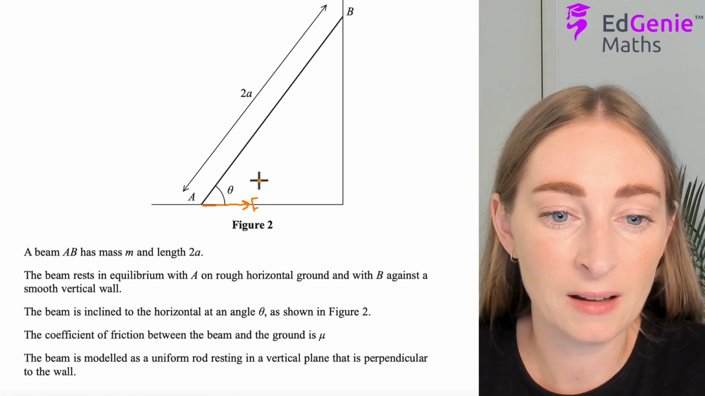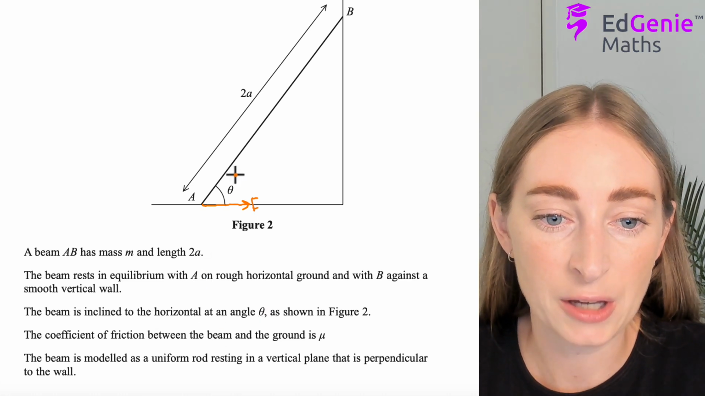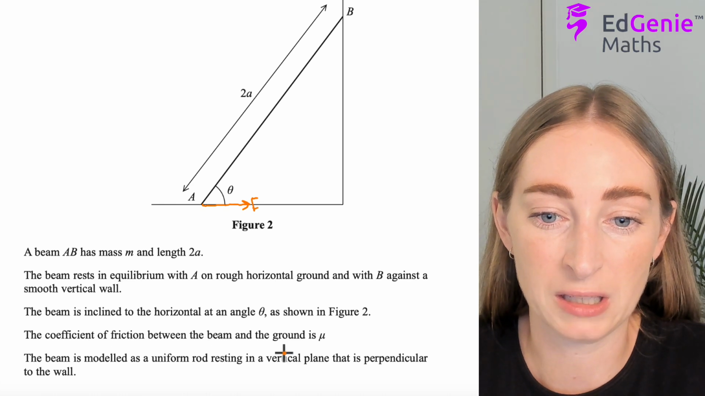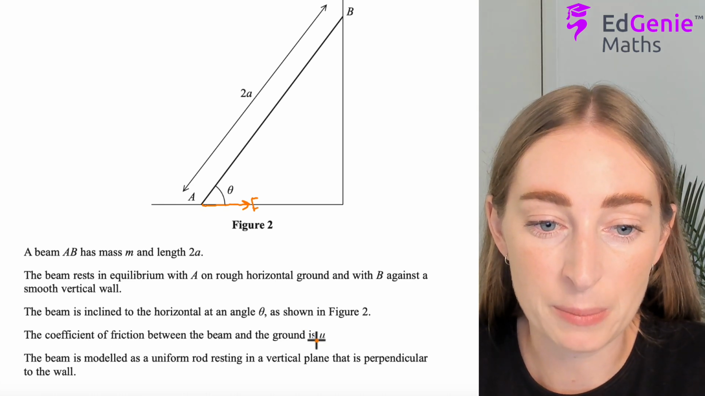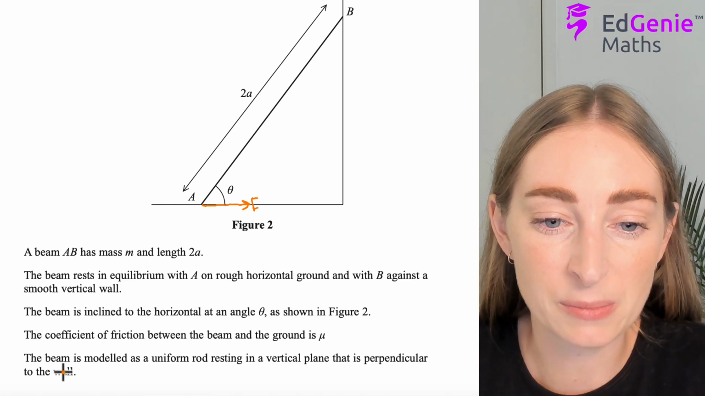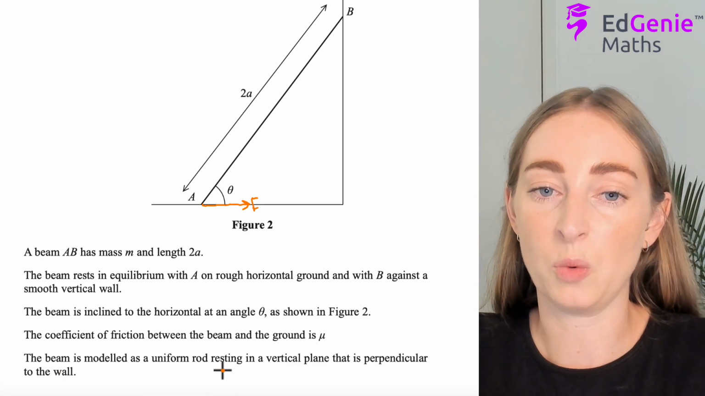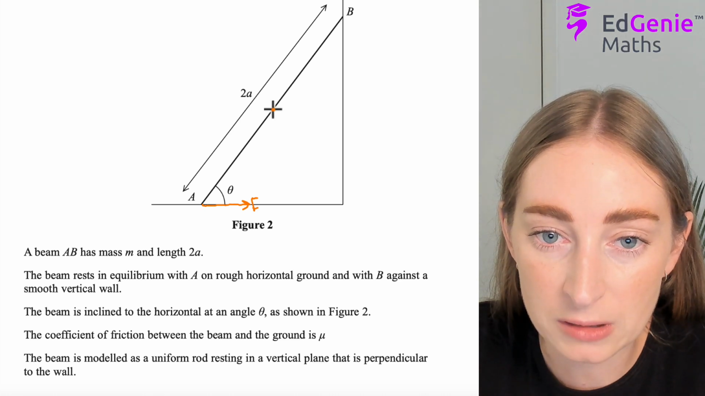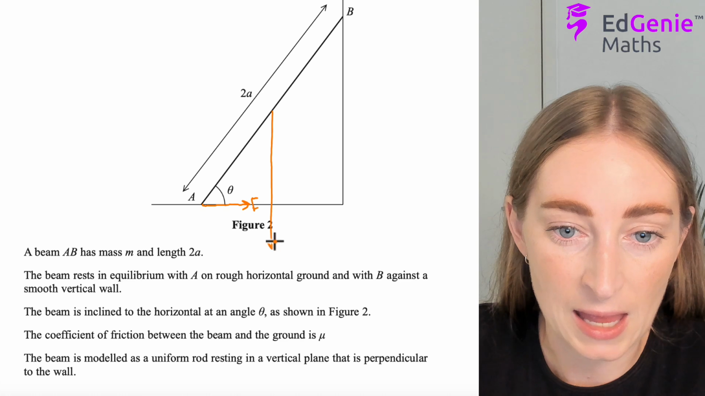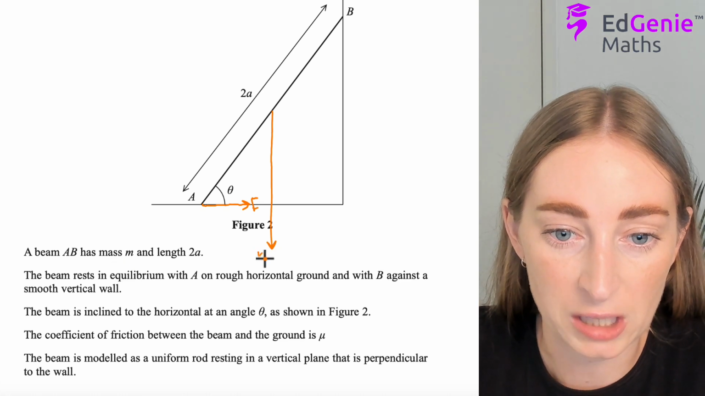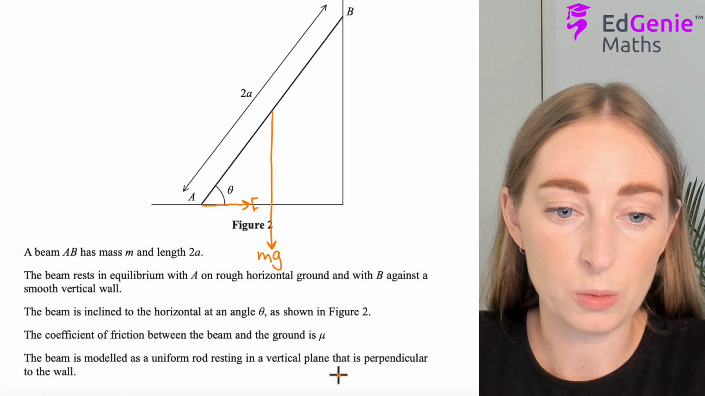The beam is inclined to the horizontal at angle theta as shown. The coefficient of friction between the beam and the ground is mu. The beam is modelled as a uniform rod. So if it's uniform, that means that the weight is acting in the middle. So it's going to be like this. And it said it was M, so that's mg. So it's perpendicular to the wall.